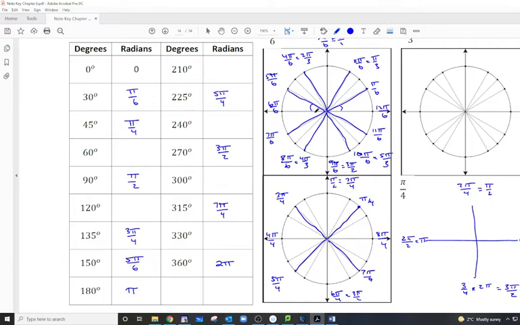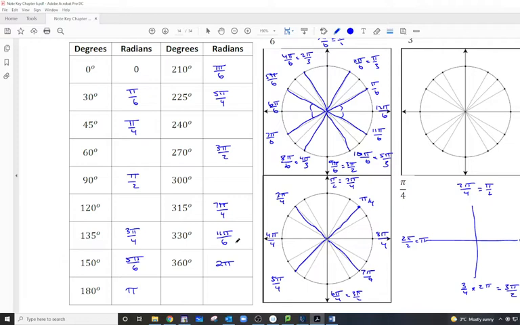When you go 30 degrees more than pi, or 180 degrees, right? Then it's going to be your 7 pi by 6. So that's 210 is going to be 7 pi by 6. And then same thing here, if we're talking about 30 degrees, right? Then it's going to be 11 pi by 6.